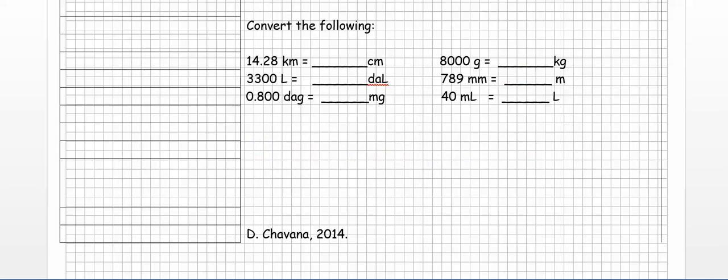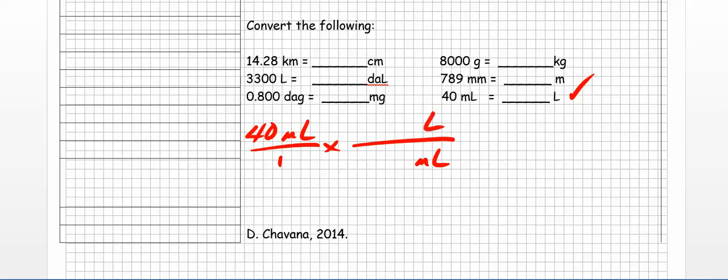Another one with a basic unit involved is this one right here. Liter is the basic unit of volume. So I'm going to start with what I know. We have 40 milliliters over 1, times whatever units in the upper left goes in the lower right. So we'll put milliliters right there. And then on the upper right, I'm going to put the basic unit that I'm looking for. I'm looking for liters. So how many milliliters are there in a liter? There's 1,000 milliliters per liter.